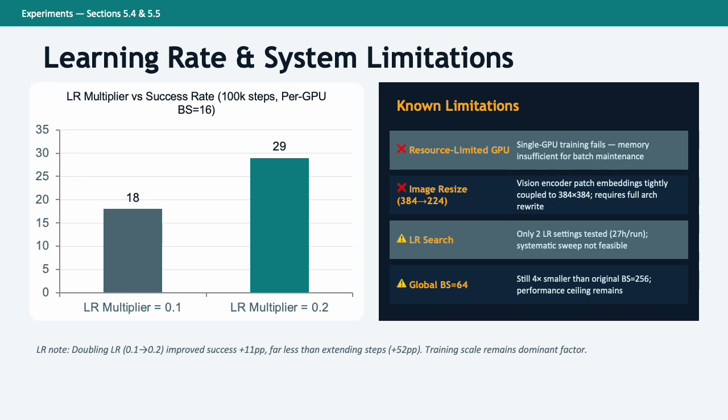We also tried reducing the image size from 384 to 224, but the vision encoder was tightly connected to a 384 by 384 input structure, so this would require major architectural changes. Also, each 100,000 steps took around 27 hours, so we could not do a full learning rate search. Overall, training scale was still the dominant factor, and next Mo will continue with the continual learning part.